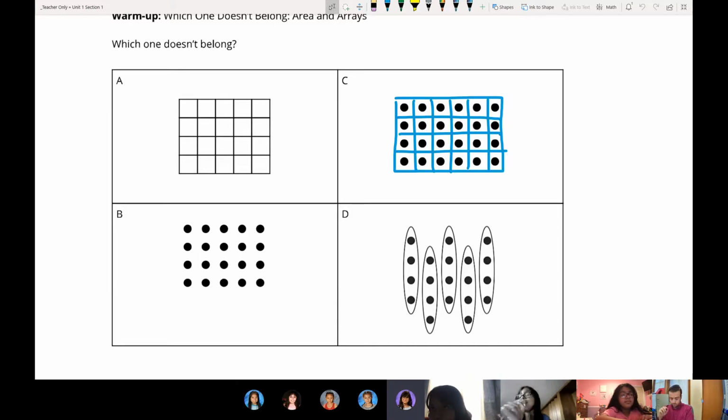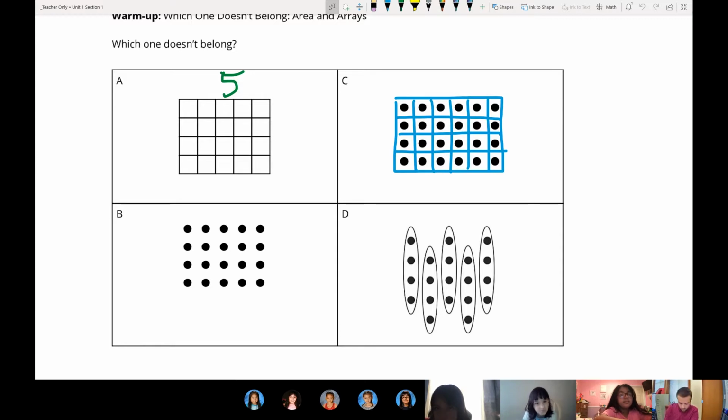Okay, so number C does not belong. One of the columns is more than letter A. So there's one more column. Instead of five of them, there's six. There's six and five. Not equal. Okay, which one has six, which one has five? Number A has five rows going this way, and then five going that way. And then, remember, we have a word for that.